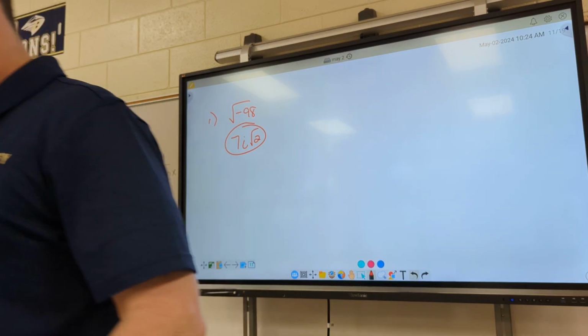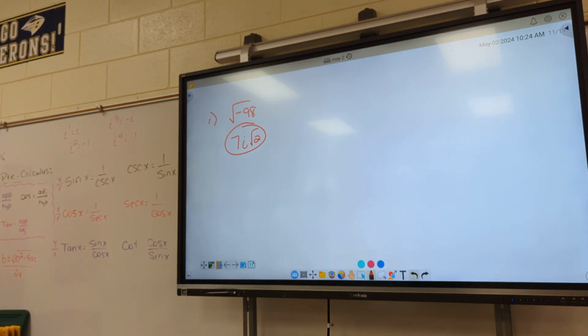Negative. Good. We've done this. All right, so y'all have done this. So guys, 1, 2, and 3 are basically just typing in the calculator without the negative and put an i on your answer.